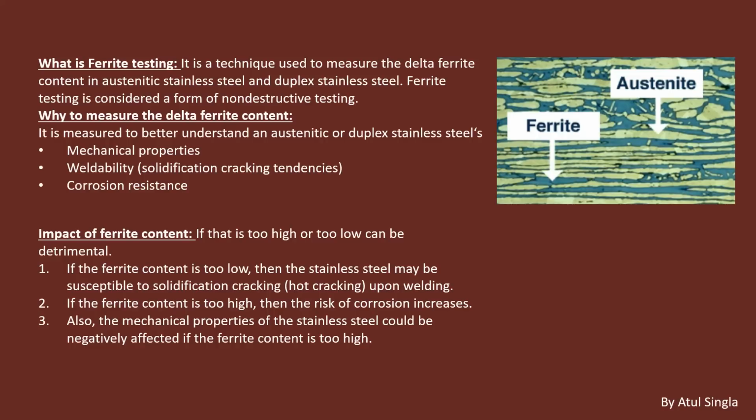At the same time, if it is too high, then the risk of corrosion increases, right? Also, the mechanical properties of stainless steel could be negatively affected if ferrite content is too high, right? So we really need to measure how much is the ferrite content in austenitic stainless steel and duplex stainless steel, because this is going to have an impact on the properties of the metal.